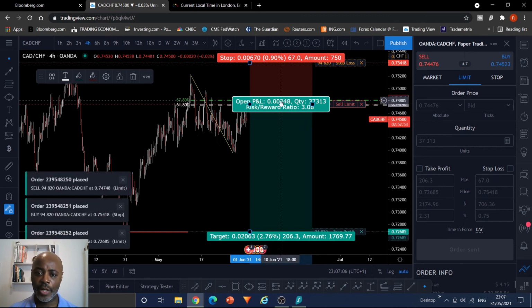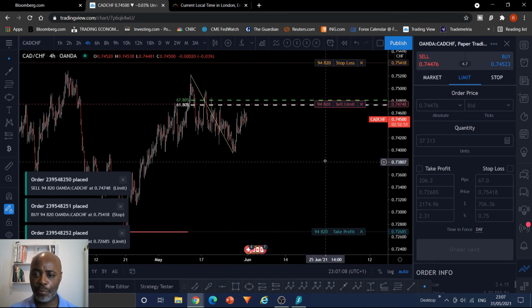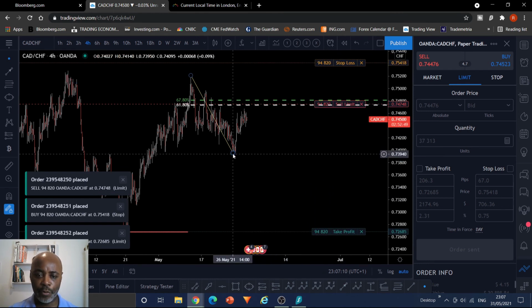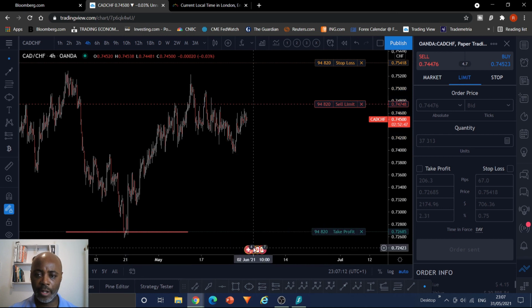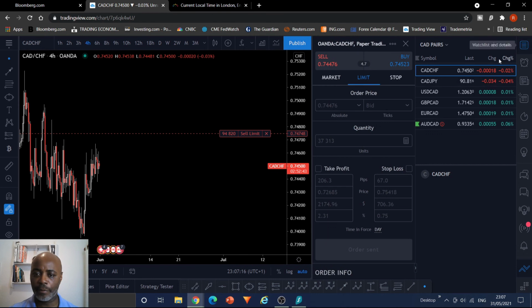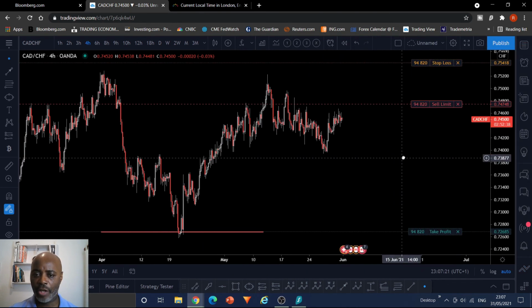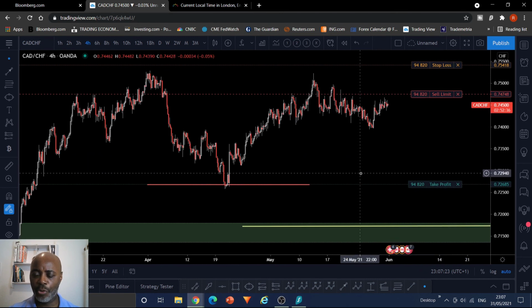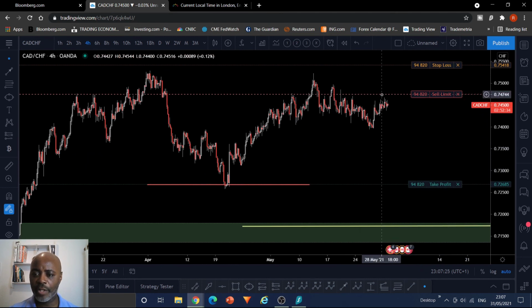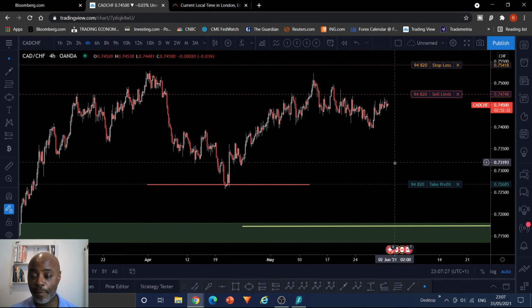We're now waiting for price to push up into, let's get rid of all this Fibonacci stuff now. Excellent. So we're waiting for price to push up into this level here. Let's close that down. All right, so we're waiting for price to push up into this level here, take us in, and hopefully push down to this level.